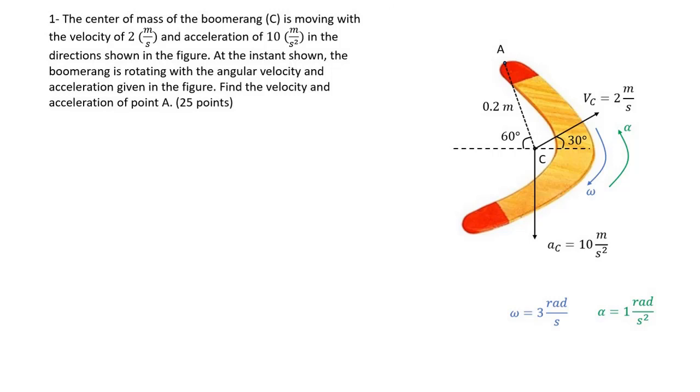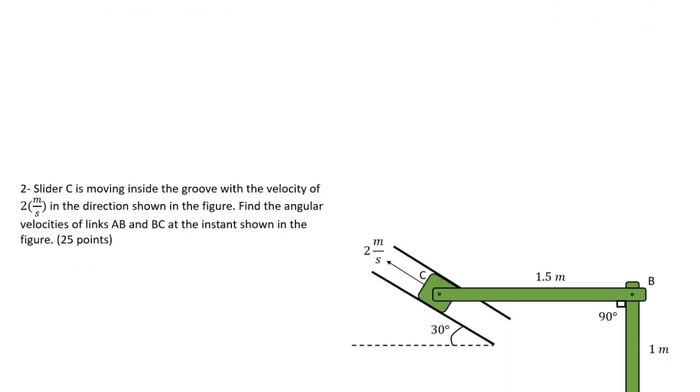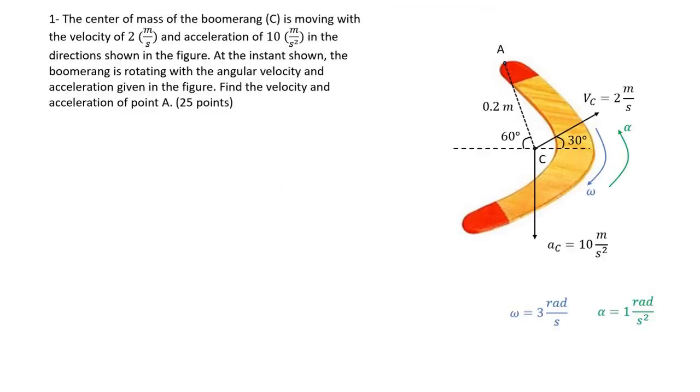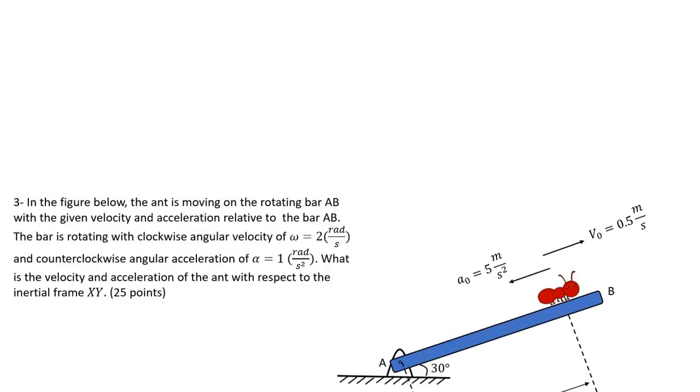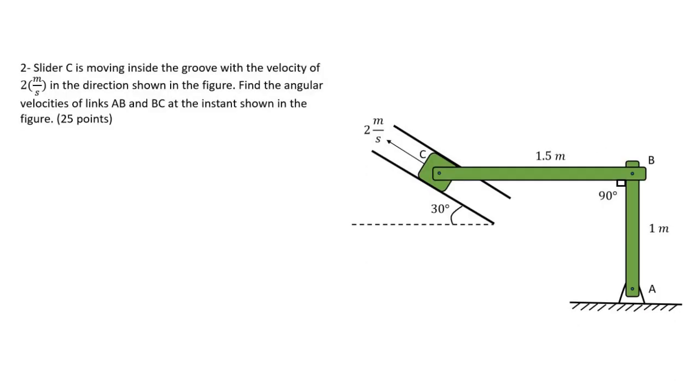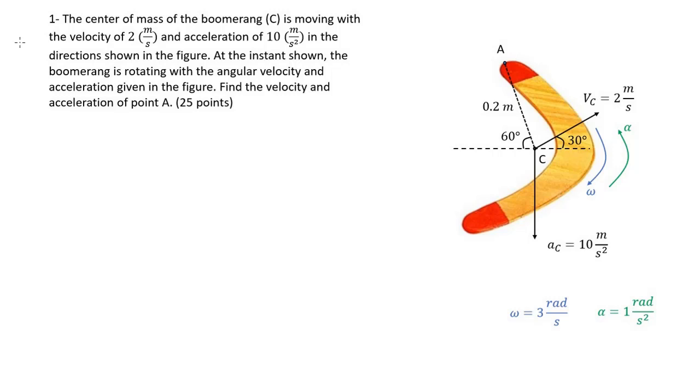You can see that I have all the four questions that we had for the midterm exam, and I'm going to go through them one by one and solve them. So let's start with question 1. In question 1, we have the center of mass for the boomerang, C. The center of mass at point C doesn't overlap with the boomerang structure itself. It's just virtually belonging to the boomerang.